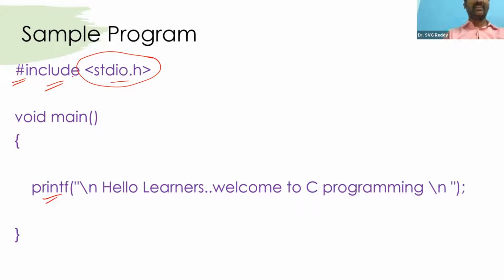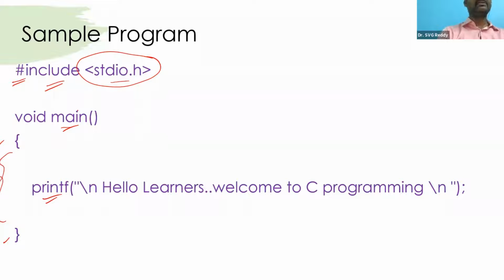Now, coming to the main function. Any C program should have at least one main function. Very important. Any C program should contain at least one main function. See the main function. The prototype of this function is void main, opening parenthesis and closing parenthesis, and then opening brace and closing brace. This is the body of the main function.